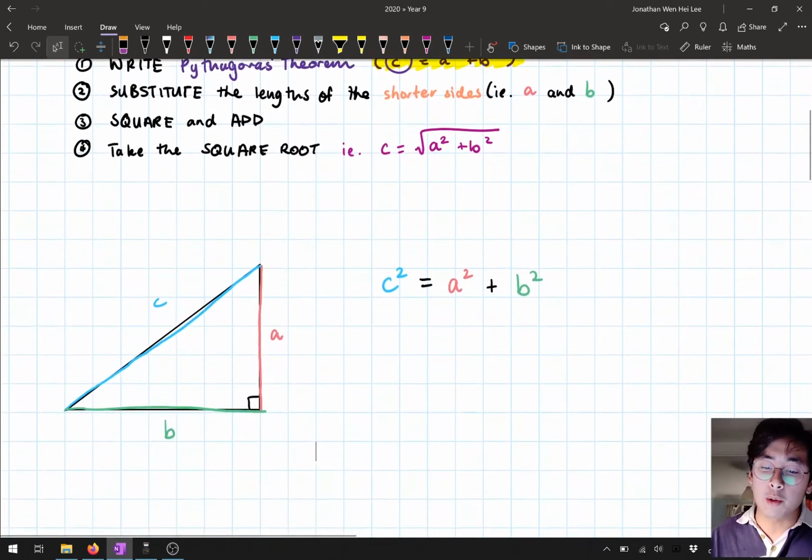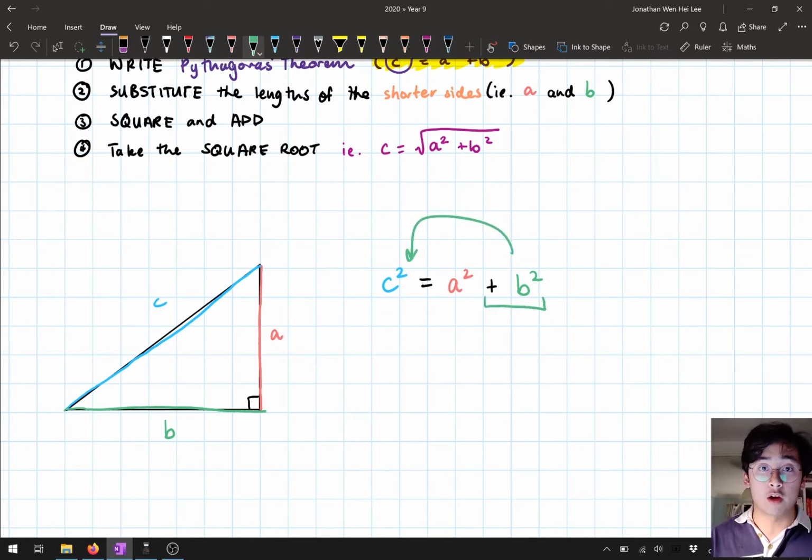When we're trying to find a missing side like A, instead of using the steps that we did in the previous part, we actually need to do an additional step. I'm going to rearrange this equation so that I have A by itself on one side, so we can be solving for A. I'm going to move this plus B squared to the other side of the equation. When we move a plus to the other side, it becomes a minus.